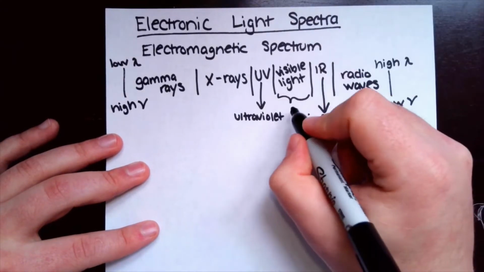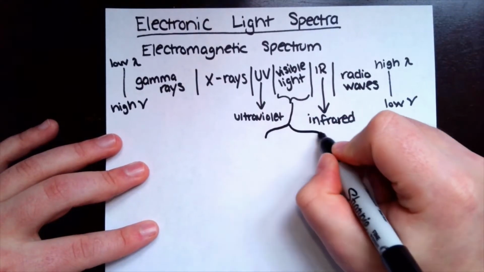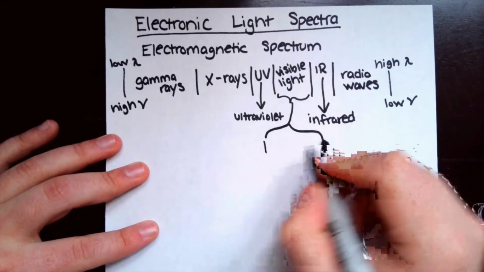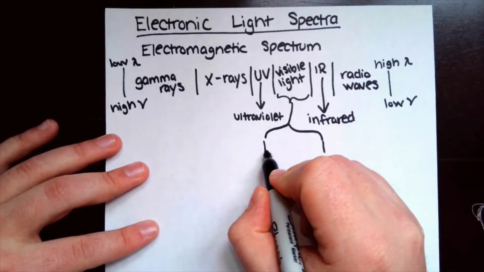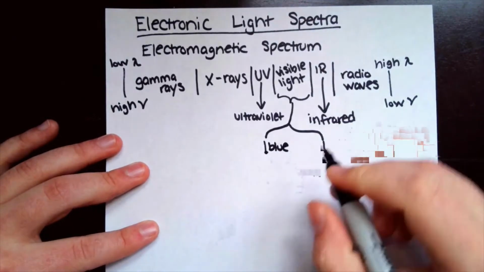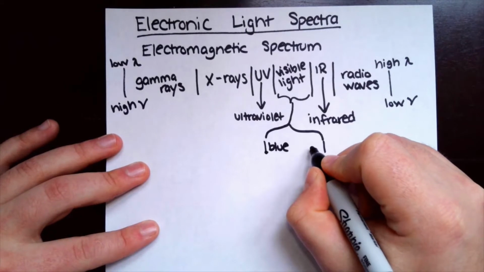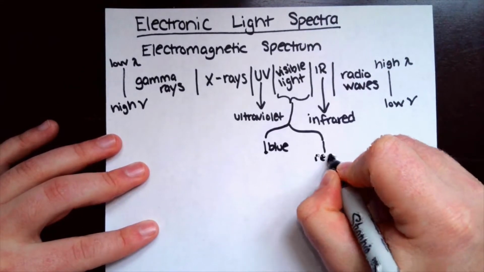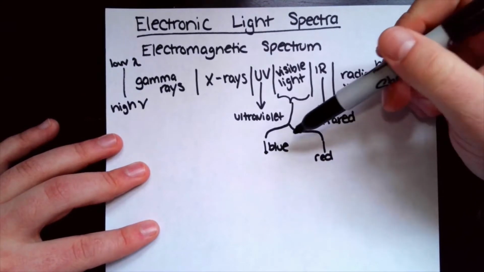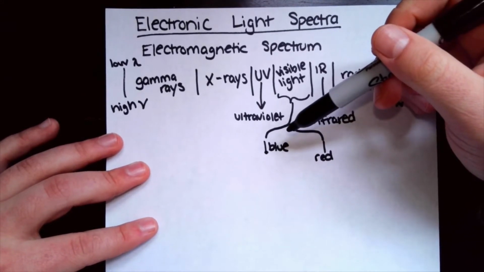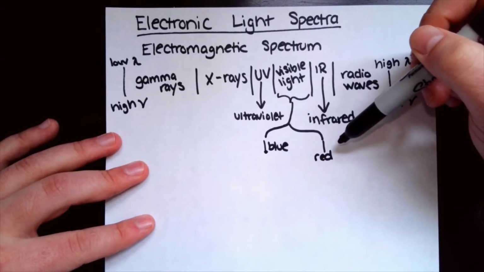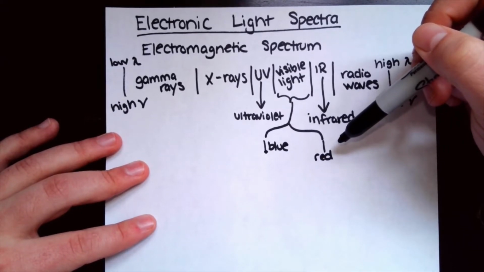Now, within the visible light, this end of the visible light spectrum, right here, which is the highest energy end, is blue light, and this end over here is red light. So blue light, out of all visible light, is the lowest wavelength, but highest frequency and highest energy. Red light is the highest wavelength, but the lowest frequency and lowest energy.